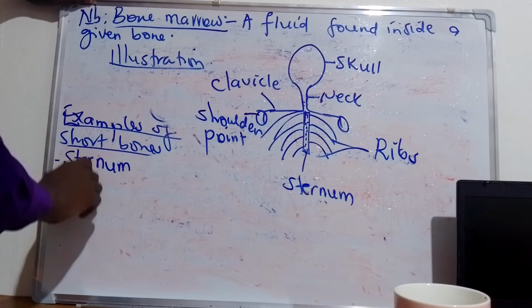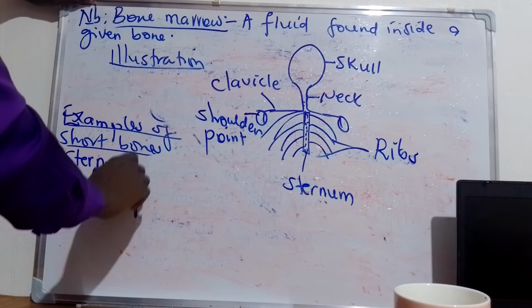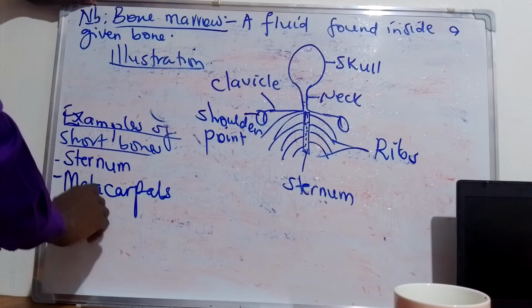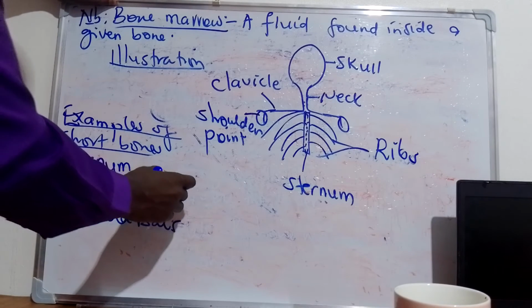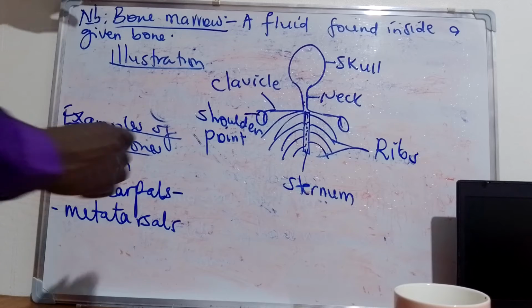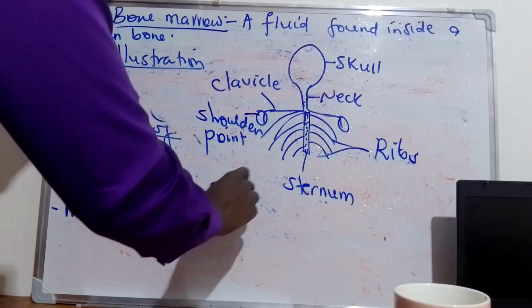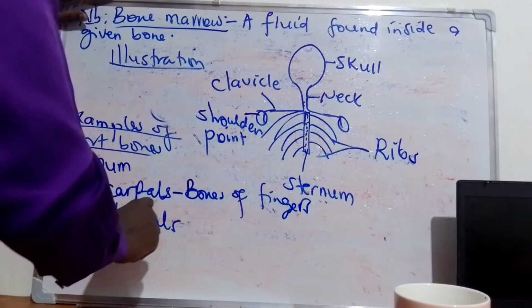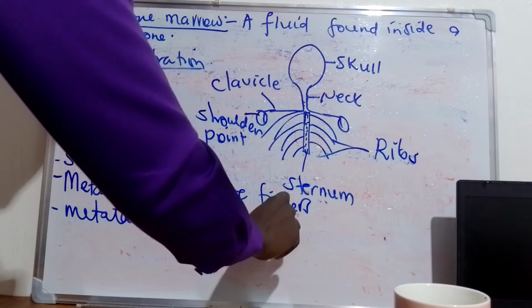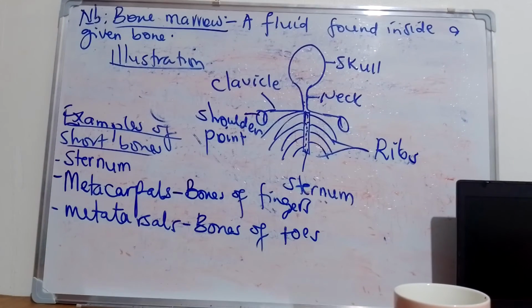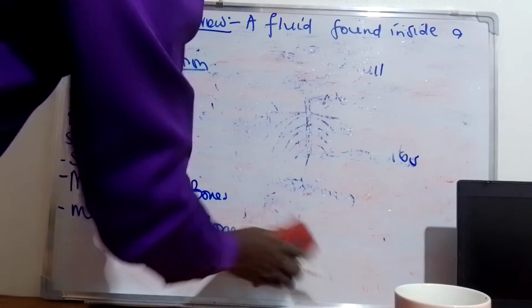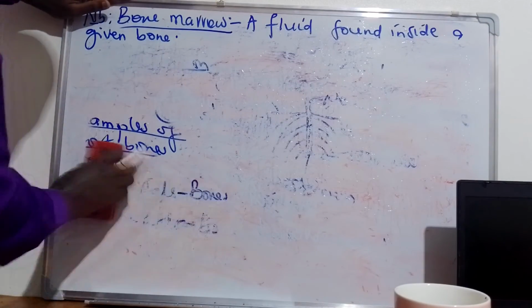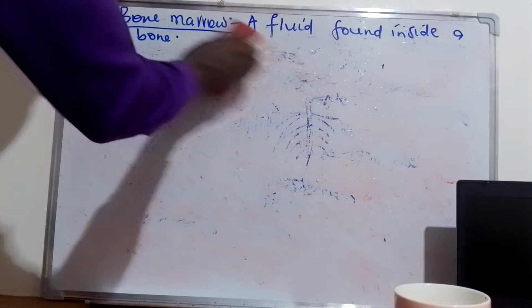We have the metacarpals and metatarsals. Metacarpals are the bones of fingers. Then metatarsals are bones of toes. Good. Inside is a fluid that helps in the manufacture of red blood cells. Let's have examples of long bones where white blood cells and platelets, which we can as well call thrombocytes, are manufactured.